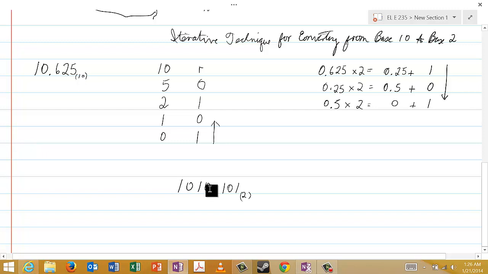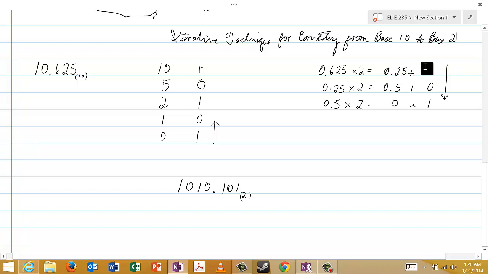Now, how do we get the fractional part? Well, over here we have 0.625, and instead of repeatedly dividing by 2, as we did with the whole number part, now we will multiply by 2. So if we take 0.625 and multiply by 2, we get 1.25. The whole number part I'll split off over here is 1, and then we also have 0.25.